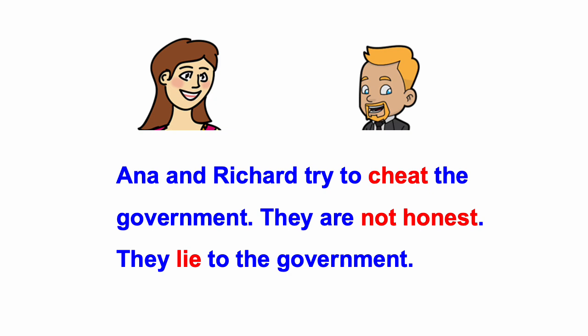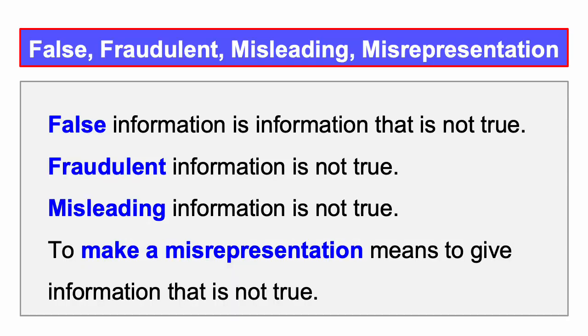Anna and Richard try to cheat the government. They are not honest. They lie to the government. False, fraudulent, misleading, misrepresentation. False information is information that is not true. Fraudulent information is not true. Misleading information is not true. To make a misrepresentation means to give information that is not true.